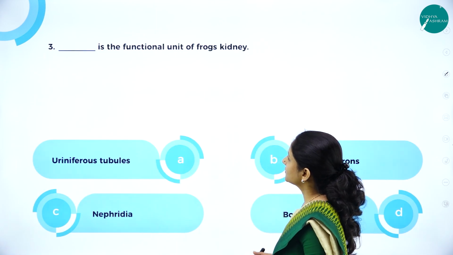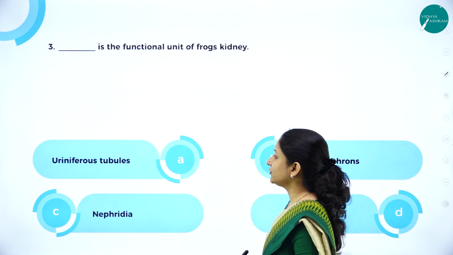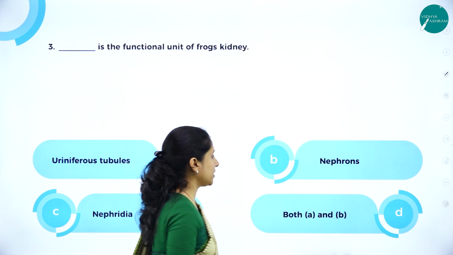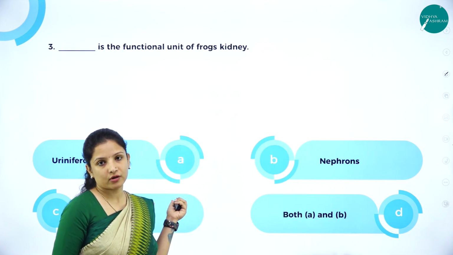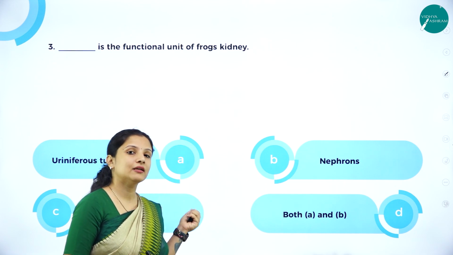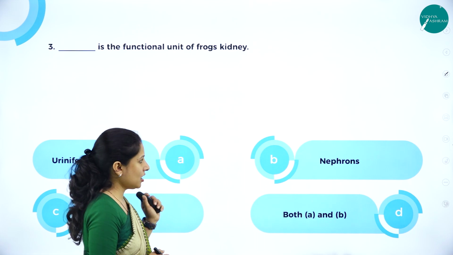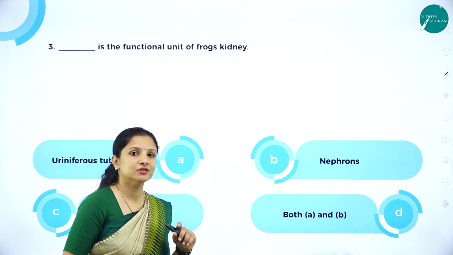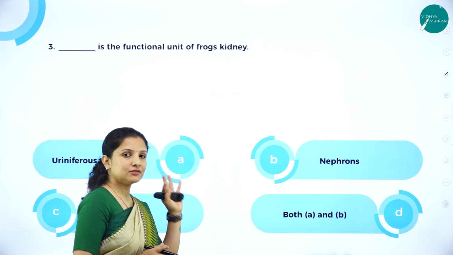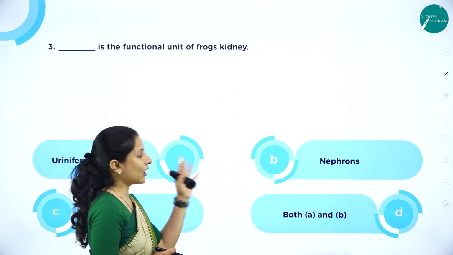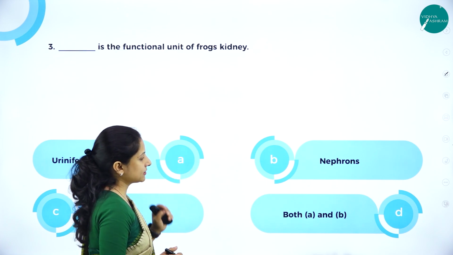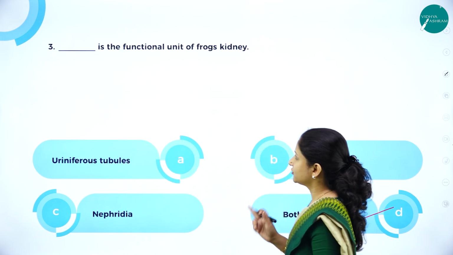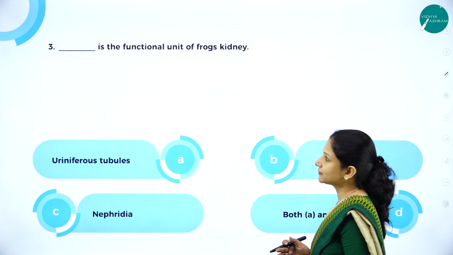Next question. Dash is the functional unit of frogs' kidneys. Uriniferous tubules, nephrons, nephridia, or both A and B? Nephridia are found in earthworms, leeches, that is, in annelids; the kidney there is called nephridia. So it is between nephrons and uriniferous tubules. Nephrons and uriniferous tubules are one and the same. Therefore the right answer here is both A and B, option D, because nephrons or uriniferous tubules are the functional unit of the frog's kidney.